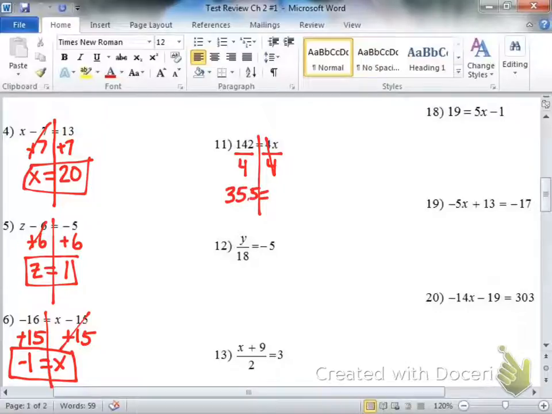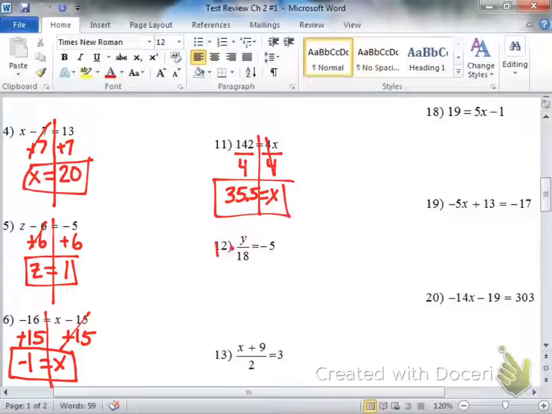35.5? Okay, I'm going to take your word on that one. Any questions on that one? You got a decimal, 35.5, according to one of your classmates. Number 12, what do you think?